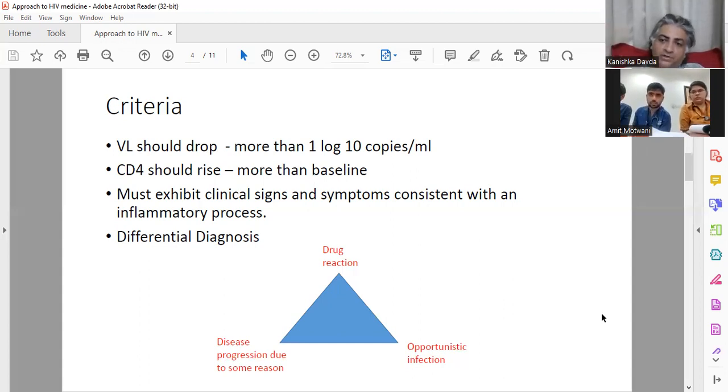So first of all, you have to ensure the patient has taken the medicine. Compliance is there. Only if there is compliance with ART will IRIS happen, otherwise it cannot. So, how do we measure this compliance? Viral load should have dropped from the baseline and CD4 should have risen from the baseline. Yes, only if these two things happen can it be IRIS, otherwise it cannot be.